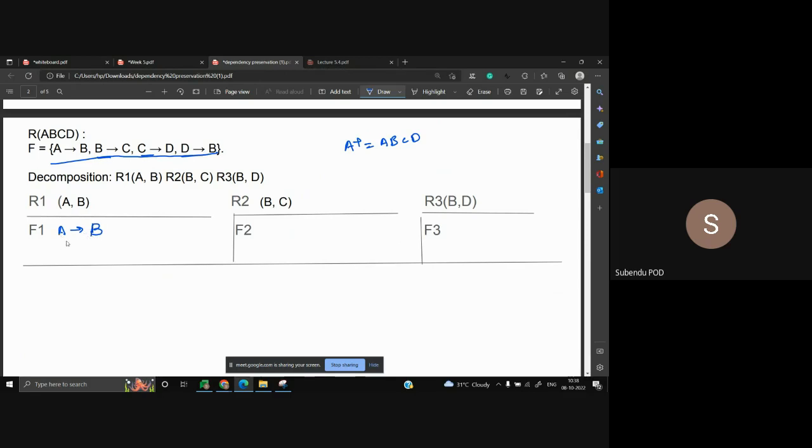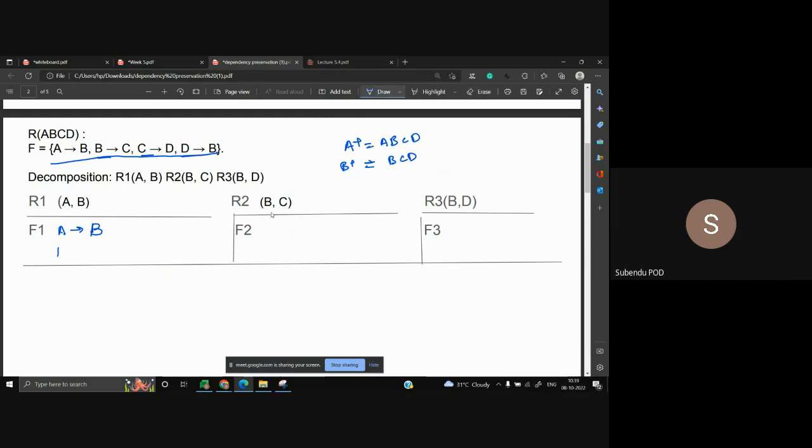Okay. Then you have to find the B closure also. So what will you get? B closure equals BCD. B, C, D. So now we do not get A, right? So it will be nothing. So A determines B, right?